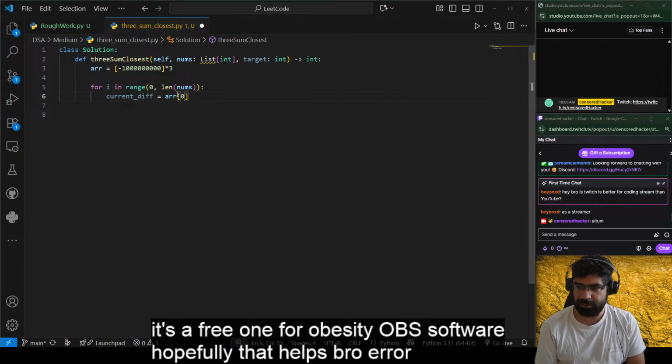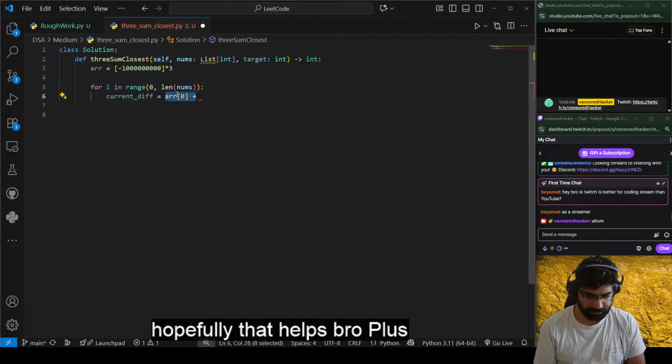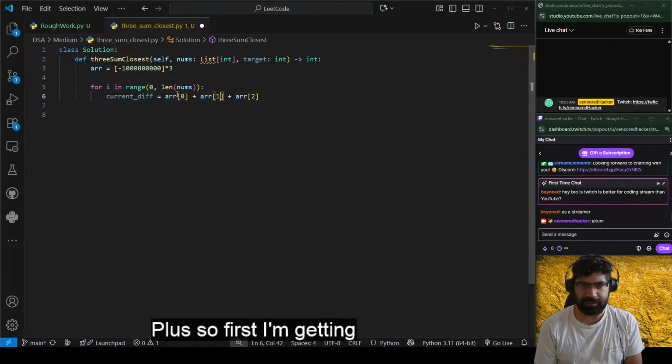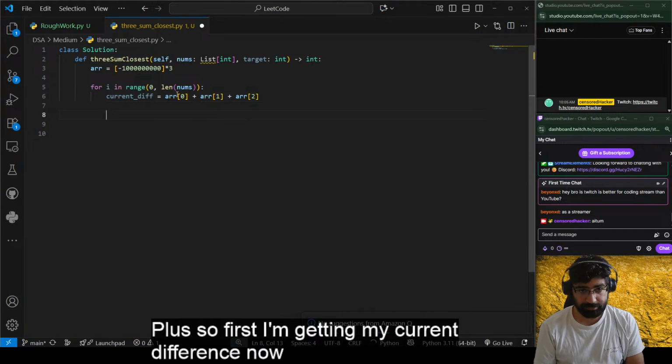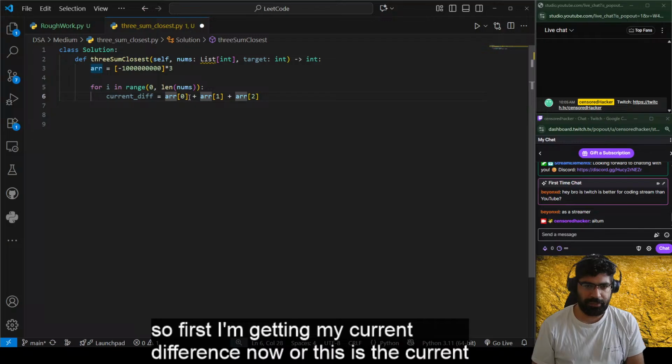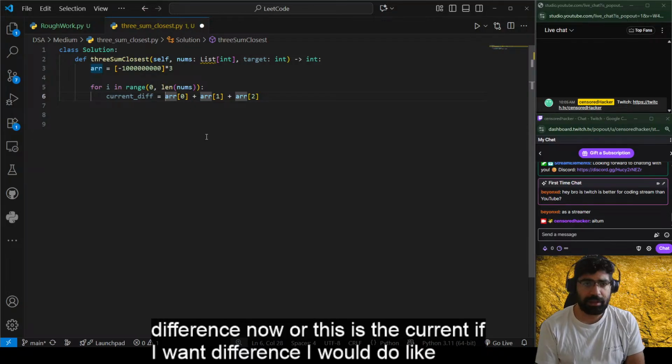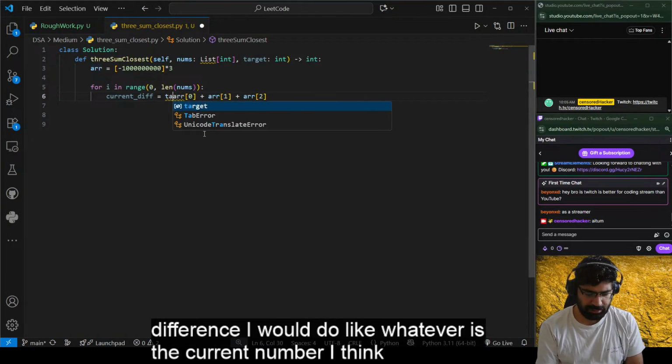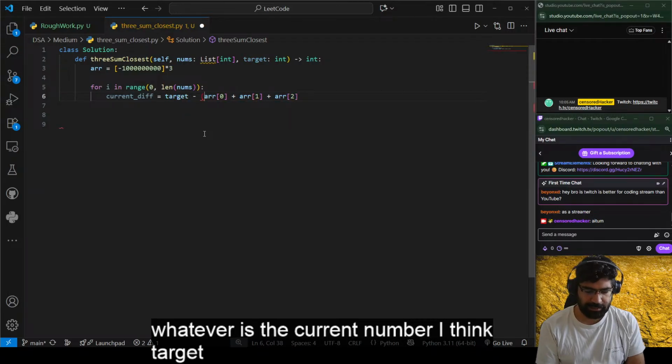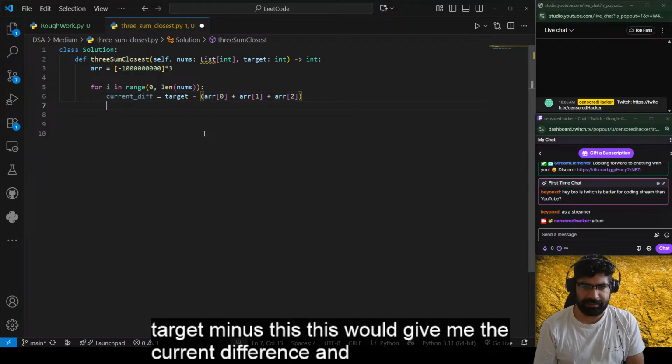arr 0 plus. So first I'm getting my current difference now, or this is a current. If I want difference, I would do whatever is the current number, I think target minus this. This would give me the current difference, and this is what I have to reduce, right?